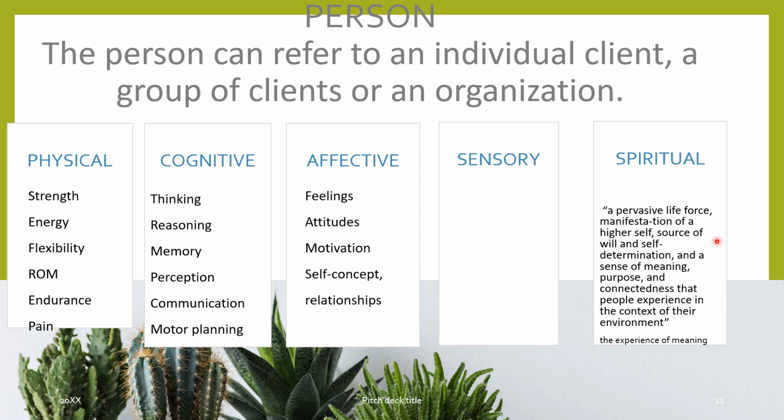And then the spiritual component is a pervasive life force, manifestation of a higher self, source of will and self-determination, and a sense of meaning, purpose, and connectedness that people experience in the context of their environment. So this is the experience of meaning. It doesn't necessarily mean it's religious, but it is more of a pervasive life force, higher self feeling.